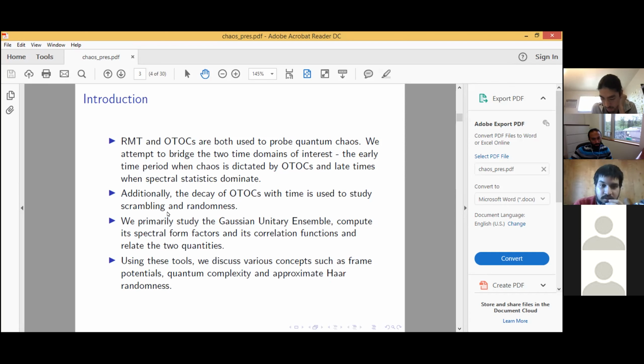In addition to that, the decay of OTOCs with time is used to study processes such as scrambling and thermalization, and it is also used to quantify the degree of randomness or the approach to hard randomness of the system. So in this paper, we'll mostly be studying the Gaussian unitary ensemble. We'll compute its spectral form factors, and using that, we'll look at various concepts related to quantum information, such as frame potentials, quantum complexity, and approximate hard randomness.